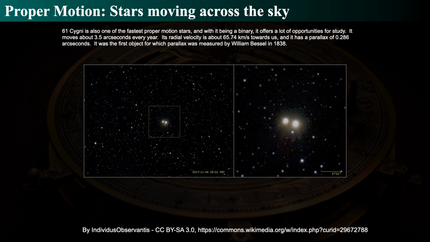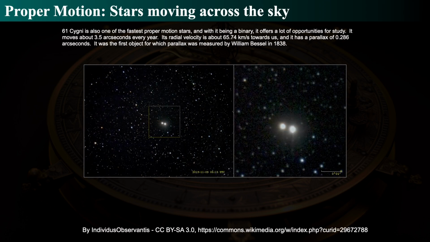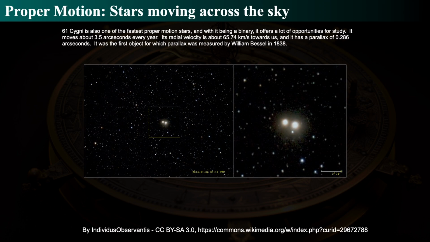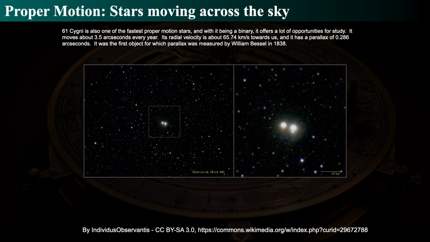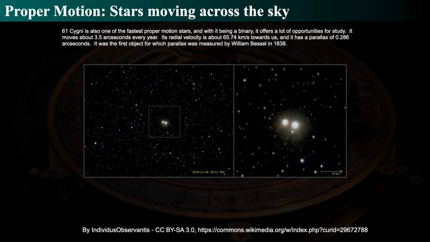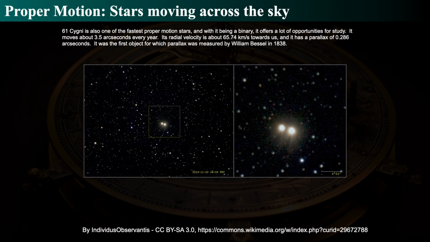It's moving about 3 arcseconds a year, which is about a third that of Barnard's star. And the radial velocity, meaning how fast it's coming towards us or away from us, is measured to be pretty fast, about 66 kilometers per second towards us. And its parallax is about a third of an arcsecond, which means it's about 3 parsecs away.